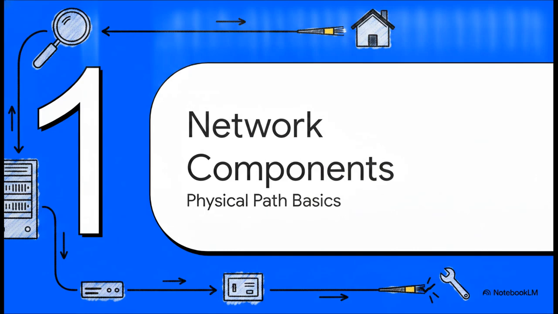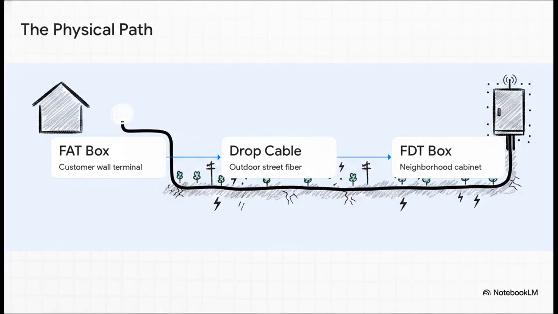All right, part one, core network components. Look, before you can fix a fault out there, you've got to be able to map out the physical path you're tracing. You literally can't fix what you can't trace, right? So the physical path of our last mile starts right at the customer's wall box. We call this the FAT box, or fiber access terminal. From there, we follow the drop cable.